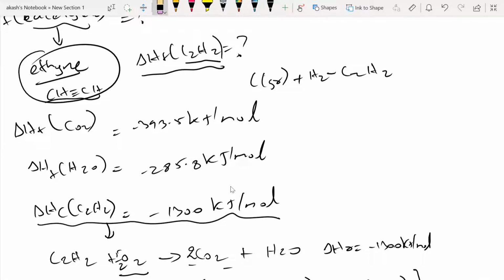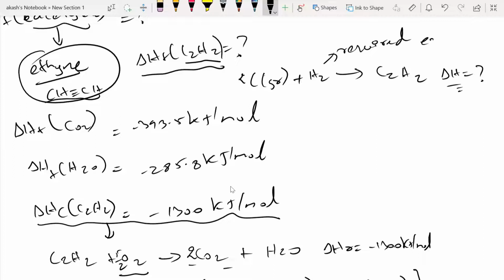Let me write this properly. It is going to give you C2H2. Now you have to balance it, so 2 and then 1. This enthalpy is what we need to find. For this particular reaction, the enthalpy value is what we need to find. Now this is your required equation. We have to somehow get this equation from these thermochemical equations. Something we have to do so that we'll be able to get that particular equation.